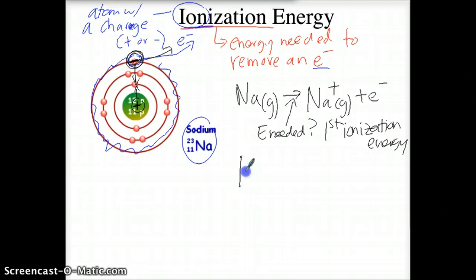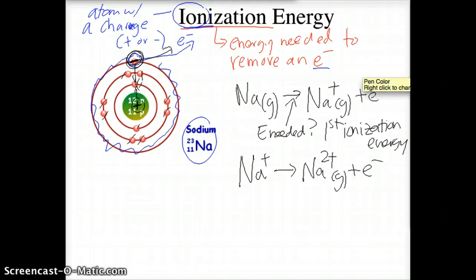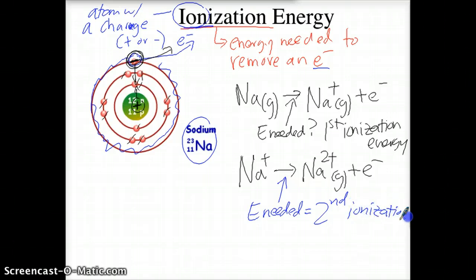Let's say we now have the ion Na+. We know that this atom still has 1, 2, 3, 4, 5, 6, 7, 8, 9, 10 electrons. So let's say we wanted to turn it into Na2+ by removing another electron. We totally could. But since this is now the second electron being removed, the energy needed would be called the second ionization energy. And we could go on and on depending on however many electrons we wanted to remove.